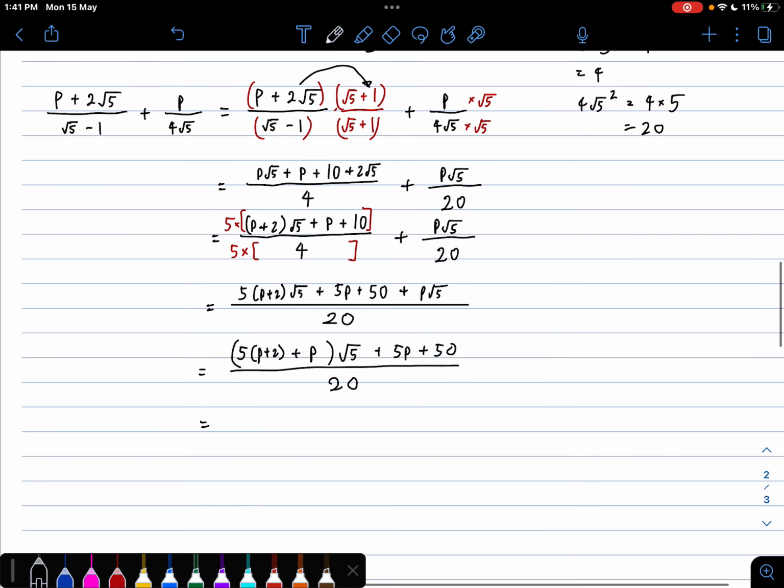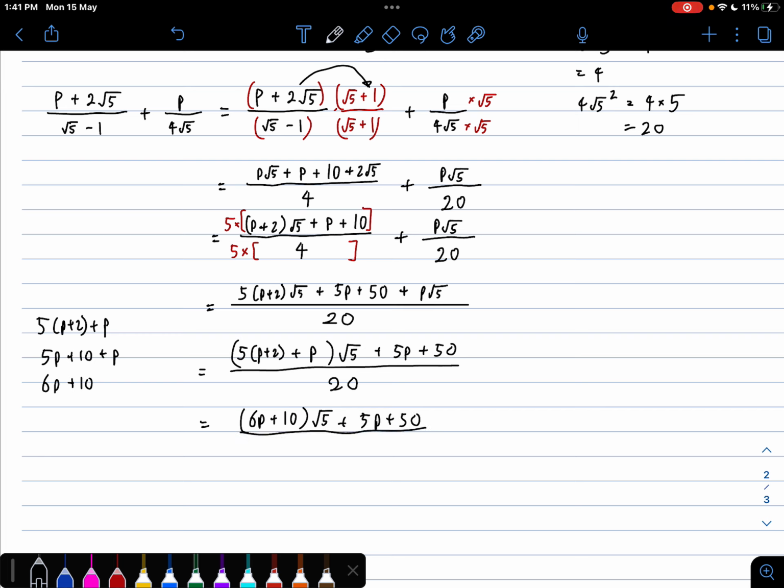Simplify this a bit more, I end up with, okay, I'll just do it at the side to save some space. 5p plus 2 plus p, this gives me 5p plus 5 times 2, 10 plus p, that gives me 6p plus 10. So replace it with 6p plus 10 root 5, with brackets around the 6p plus 10, plus 5p plus 50, all divided by 20.